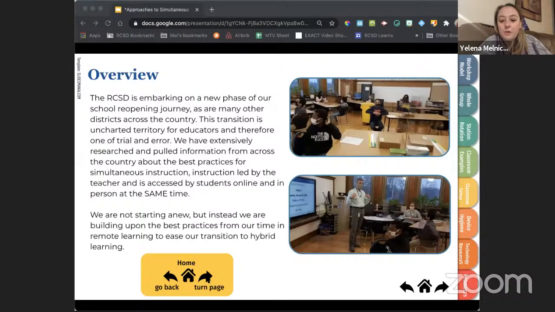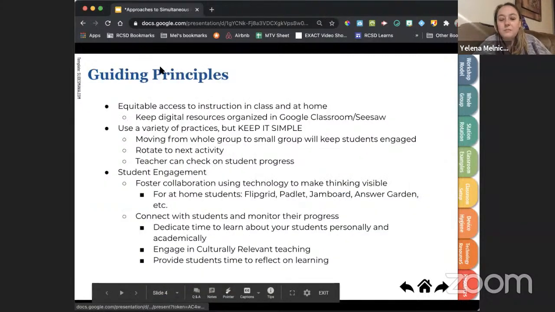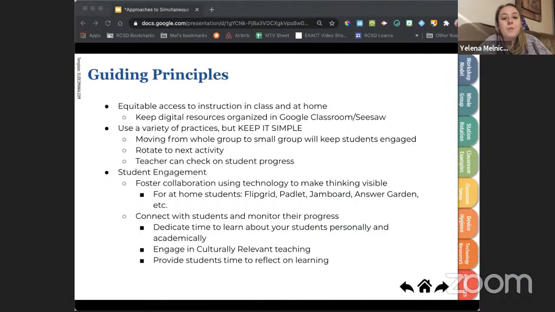So we're going to go through, and let me just go to the next slide. We want to also remind you that some of these guiding principles are the best practices and things that we've seen our teachers already do in the classroom anyways, right? So even though we're moving to simultaneous instruction in some part of our weekly schedule, we will continue to apply as many tools as we can that we've already been using and the practices that we've been utilizing during the remote learning.